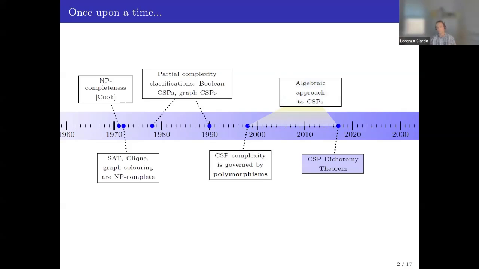So it is true, for the whole class of constraint satisfaction problems, so for the whole class of homomorphism problems, that the problem is either in P or NP complete.